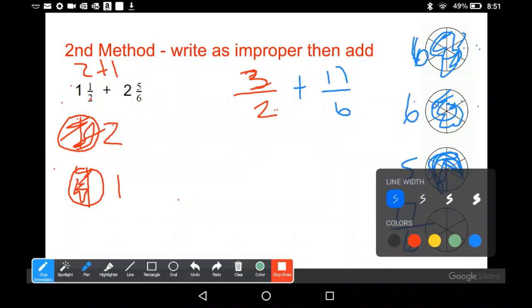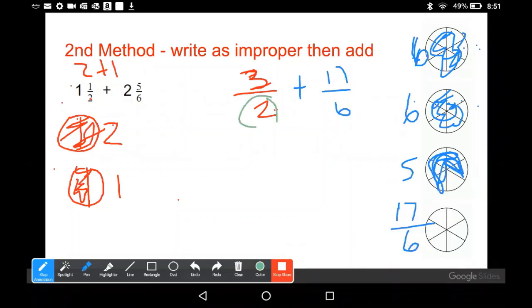Okay, so denominator, look at your 2 and your 6. What does 2 and 6 both go into? 2 and 6 both go into 6. So I put my 6 here, just like we did with Monday's. The 6 is already on the right side over here, so I just bring that 17 down. I don't need to do anything with it.